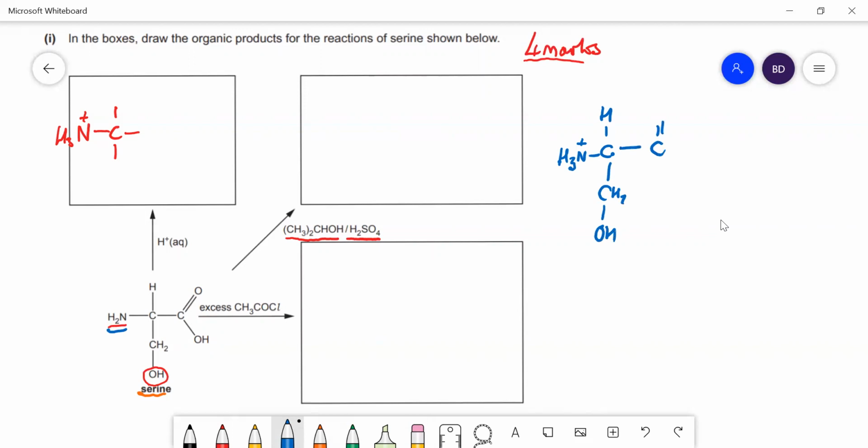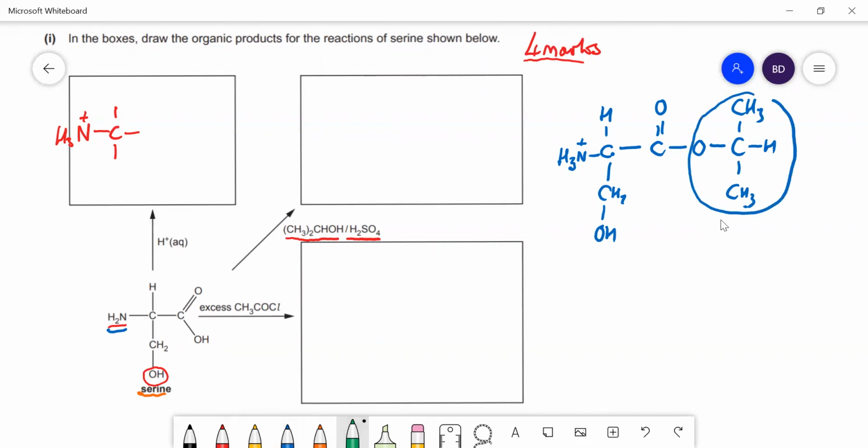You have got your propan-2-ol, the ester. So there we go. You can see there, I'll just draw a circle around it. That's basically the propan-2-ol bit. Okay, so that's the ester you're going to form there.